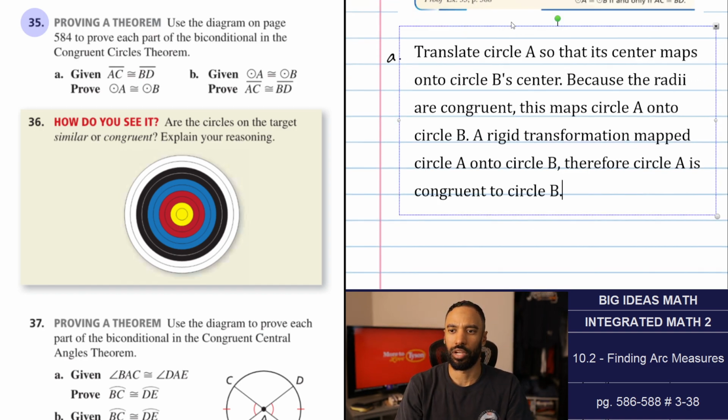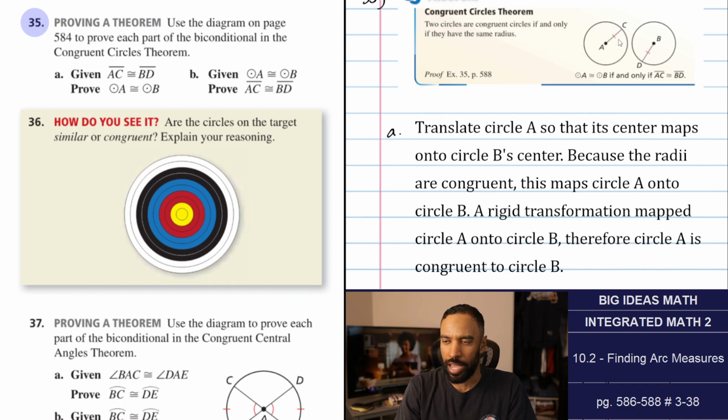All right, so there's the first one, right? I don't even know if I need the diagram. I just wanted to use that. But here's the if and only if part, the biconditional. We started with this one and proved that. Now we're starting with this and we're going to prove that. So starting with circle A is congruent to circle B, prove that these ones are the same.